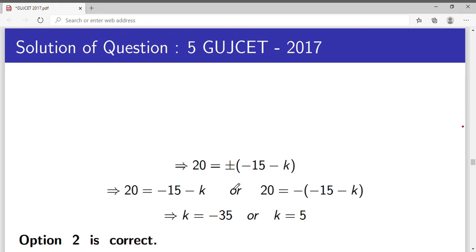Here it contains both the signs, plus and minus. So one time consider plus sign, second time consider negative sign. So 20 is equal to minus 15 minus k, or 20 is equal to minus in bracket minus 15 minus k. Now solve these two equations for k. So we get k equal to minus 35 or k equal to 5. So option 2 is the correct option.